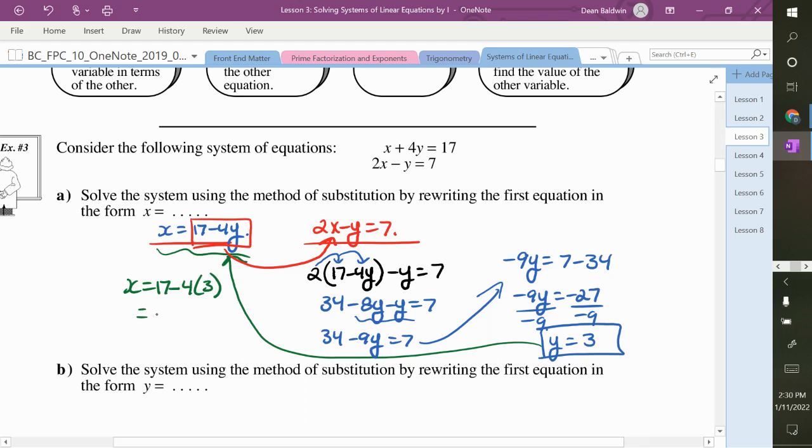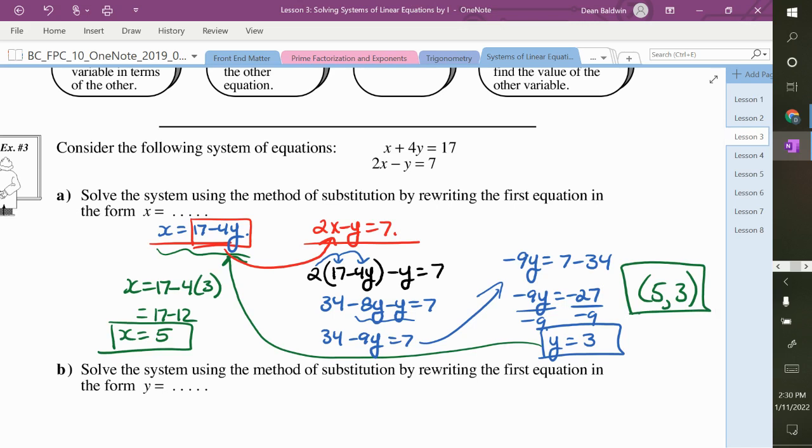What's 4 times 3? What's 17 minus 12? So now you have x is equal to 5 and y is equal to 3. And then generally you write the answer as an ordered pair. So x always comes first, 5 and 3. So if you sketched out those two graphs, they would intersect at the coordinates 5 and 3. That's what that's saying. Okay.